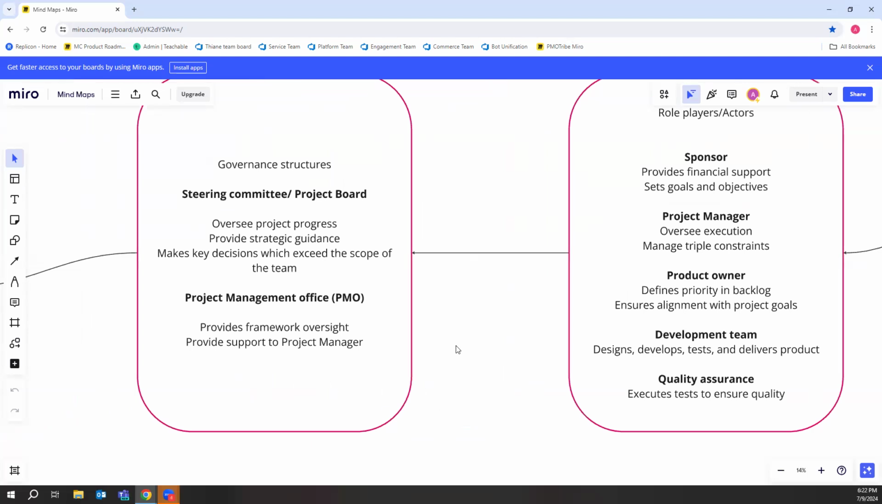The most important being your steering committee or your project board. They're sometimes referred to as both, but it's the same thing, right? Now, this is the thing that I think trips up most project managers and gives most of us anxiety: the steering committee. So I'm going to spend quite a bit of time talking about it today. Their purpose really is to oversee project progress. They provide strategic guidance. I think that's the most important thing. And they help us make key decisions that exceed the scope of decisions that can be made within the team.